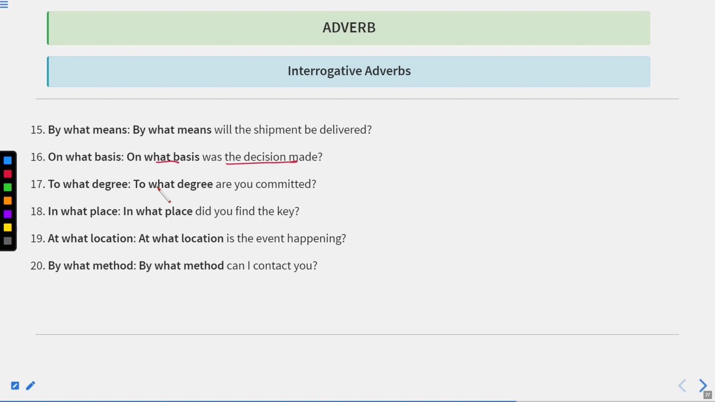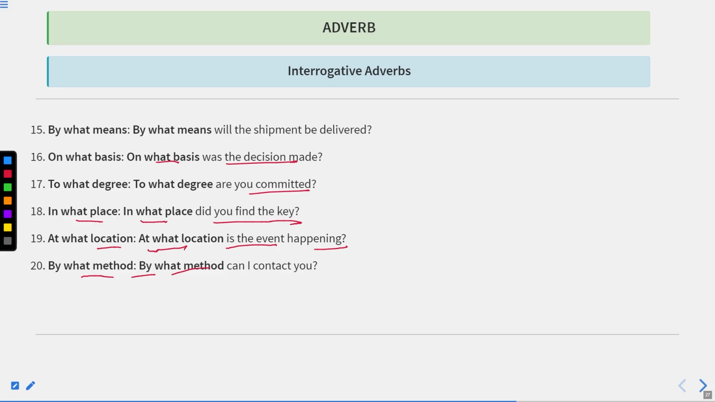Then to what degree or what extent? To what degree are you committed? Okay, so this committed is an adverb of degree. In what place did you find the key? At which location, or at what location? At what location is the event happening, or on which occasion is the event happening?